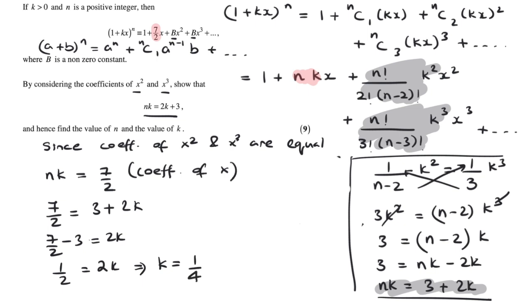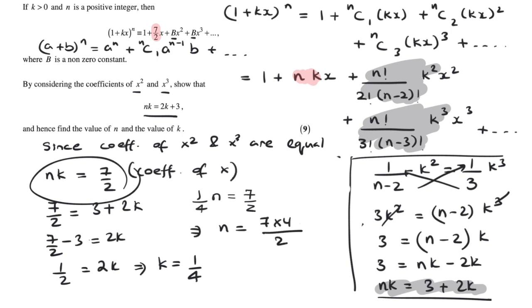So k is a quarter, and now I can work out what n is. Just using this over here, I can say that a quarter times n is equal to 7 over 2, and therefore n is equal to 7 times 4 over 2. That gives me n as 14. And there you have it: k is a quarter and n is 14.